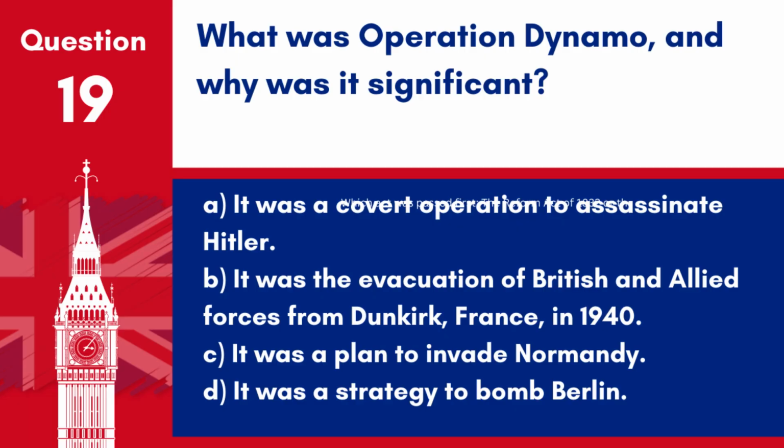Answer. B. It was the evacuation of British and Allied forces from Dunkirk, France, in 1940. Operation Dynamo was significant as it successfully evacuated over 330,000 troops to Britain in the face of German advances, preserving a large part of the British Expeditionary Force.